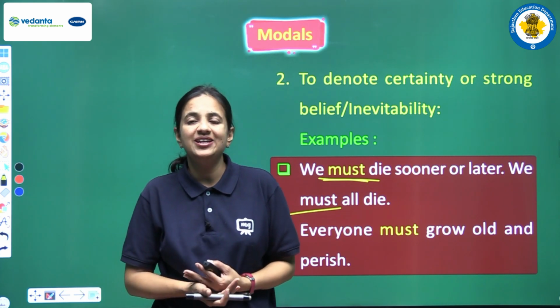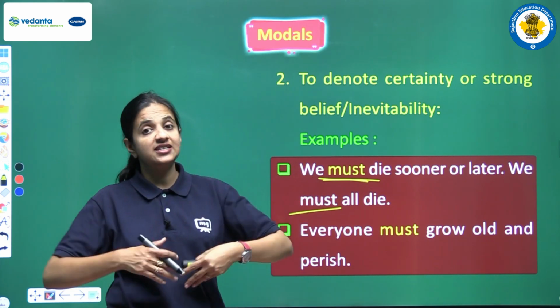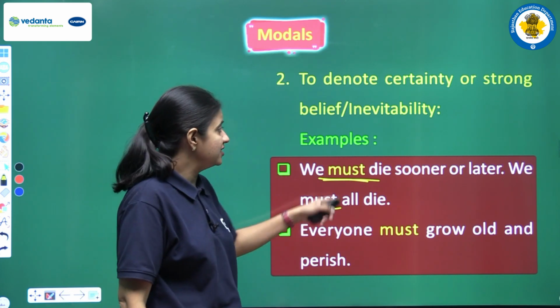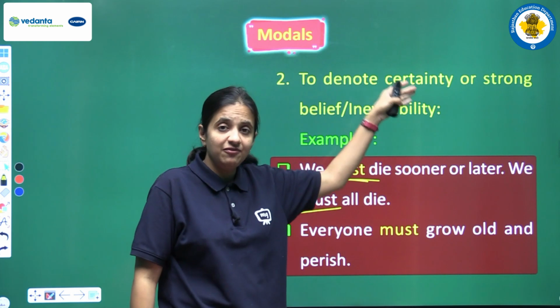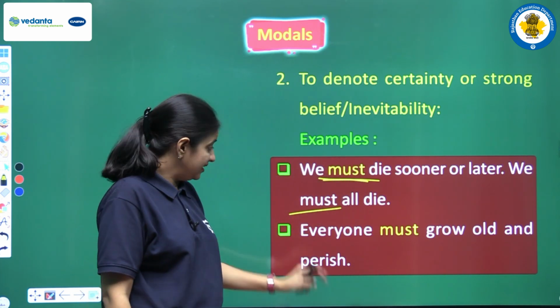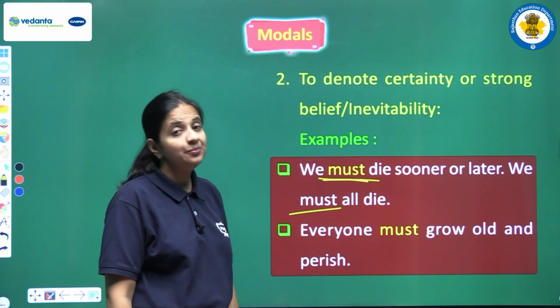So this is something that no one has any control over, no one can escape this thing, no one can avoid this thing. So yes, this is something that is totally inevitable, and this is the reason we are using must here. Another example is everyone must grow old and perish.